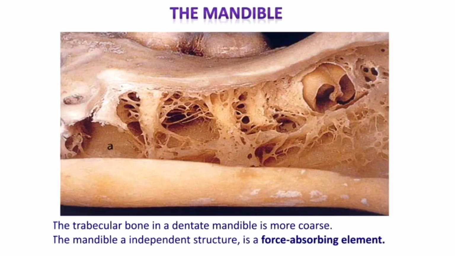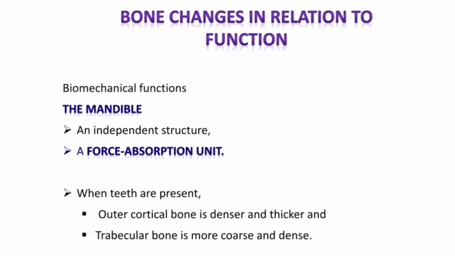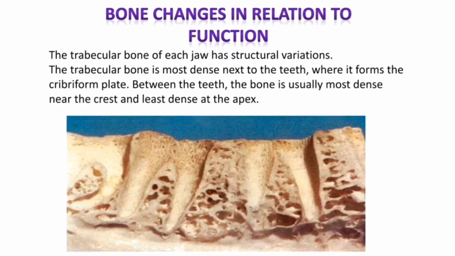The trabecular bone in a dentate mandible is more coarse. The mandible, an independent structure, is a force-absorbing element. When teeth are present, outer cortical bone is denser and thicker and trabecular bone is more coarse and dense. The trabecular bone of each jaw has structural variations. The trabecular bone is most dense next to the teeth, where it forms the cribriform plate. Between the teeth, the bone is usually most dense near the crest and least dense at the apex.